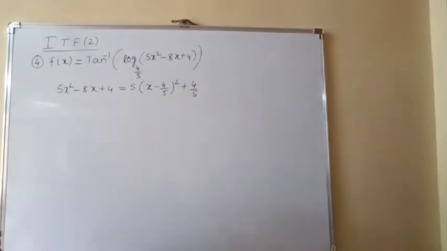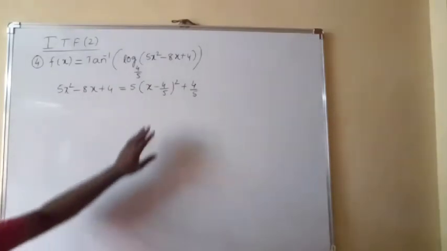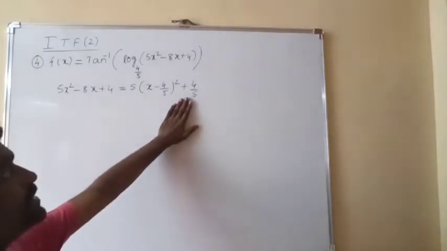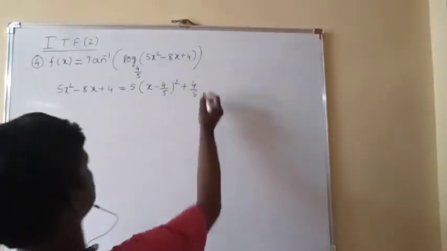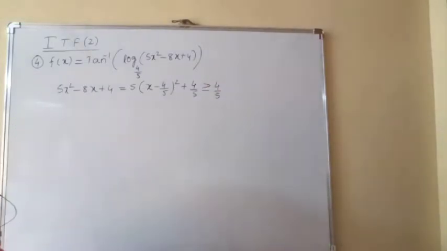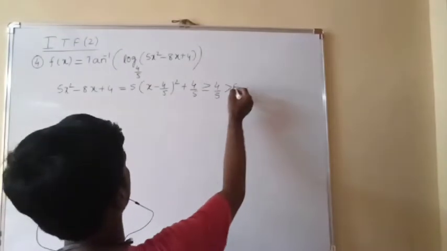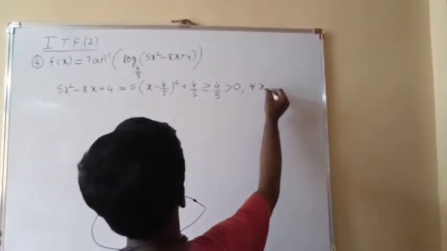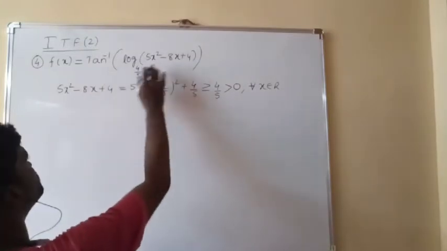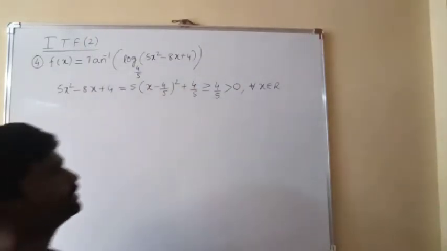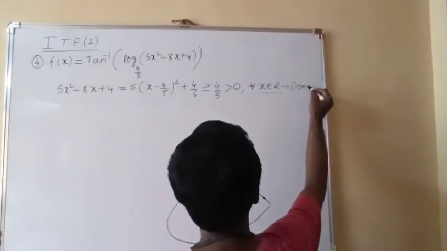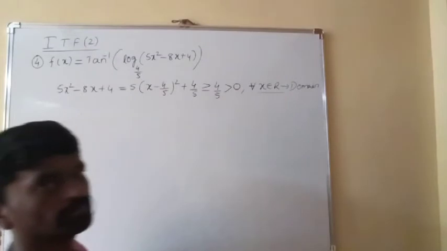That means for any real number x, the minimum value of this function is what? 4 by 5. So it is always positive. It is always greater than or equal to 4 by 5. That means it is clearly greater than 0 for all x belonging to R. So tan inverse of log of this number is defined for every real number. Thus the domain of the function is all real numbers. Okay.